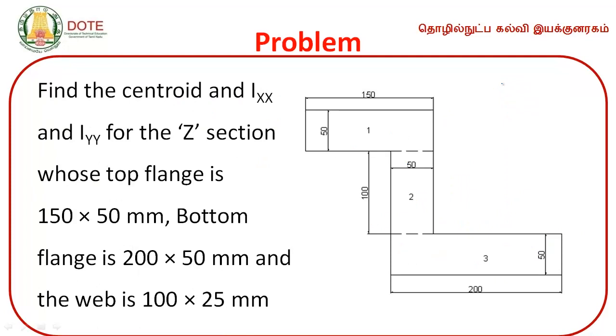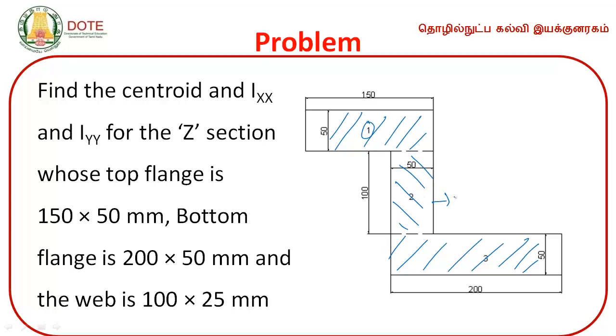Now we are given a Z section. Find the centroid and Ixx and Iyy for the Z section whose top flange is 150 cross 50. This is the top flange. Bottom flange is 200 cross 50. This is the bottom flange they have given. And the web is 100 cross 50.